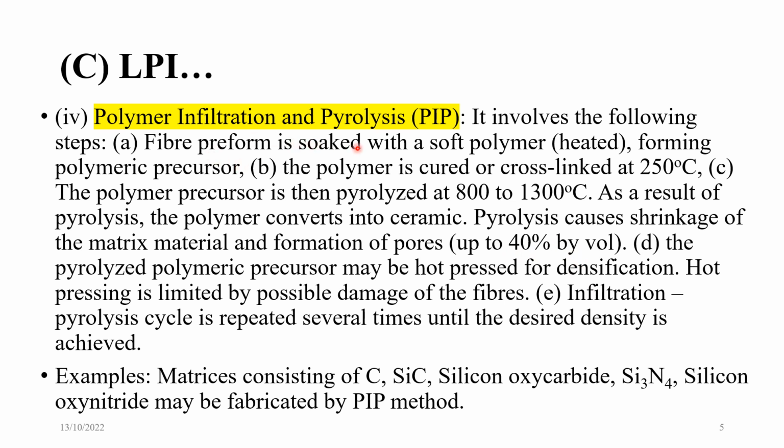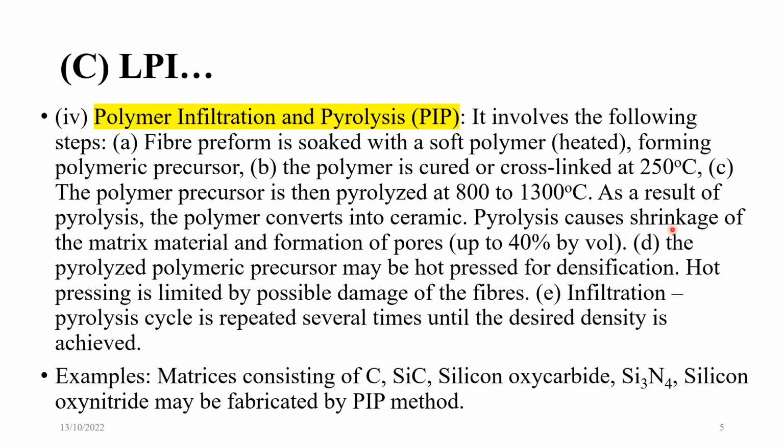So the polymer infiltration and pyrolysis method, this we have already seen. It involves the following steps. Fiber preform is soaked with a soft polymer, heated, forming polymeric precursor. So this PIP process is also a liquid phase infiltration process. The polymer is cured or cross-linked at 250 degrees Celsius. The polymer precursor is then pyrolyzed at 800 to 1300 degrees Celsius. As a result of the pyrolysis, the polymer converts into a ceramic. That means it is a polymer derived ceramic, or we can also call it a pre-ceramic polymer.